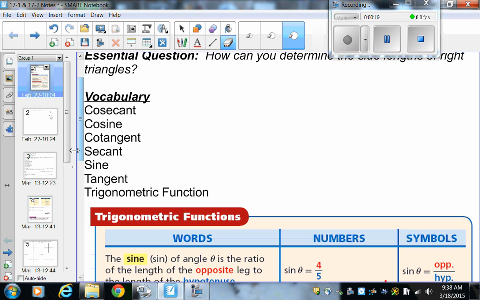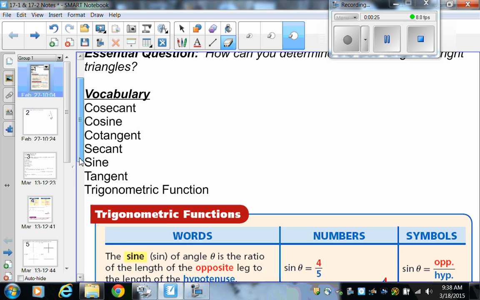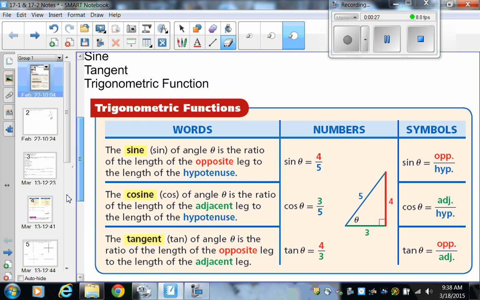Vocabulary in this lesson is cosecant, cosine, cotangent, secant, sine, tangent, and trigonometric functions. To begin reviewing the trig functions that you learned last year, the sine of angle theta is just opposite over hypotenuse. The cosine of angle theta is adjacent over hypotenuse, and the tangent of angle theta is opposite over adjacent.